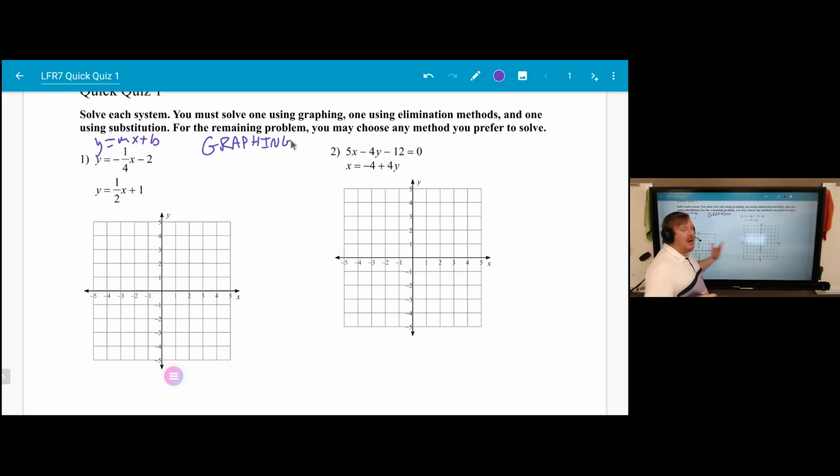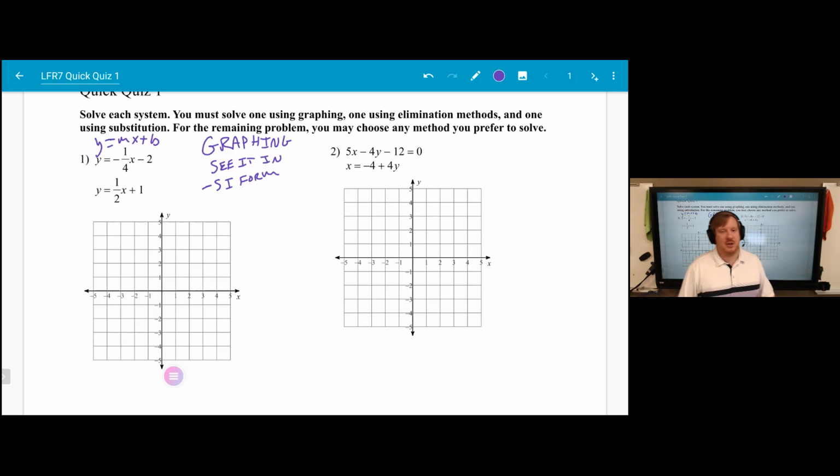So when do I choose graphing? If I see it in slope-intercept form, I'll immediately go to graphing because that'll be pretty quick to do. I know you could do elimination, you could do substitution as well, don't get me wrong, but when you're trying to learn the methods and figure out which one to use, this is when I go for graphing. Slope-intercept form, maybe point-slope form, because I can have a point and a slope.